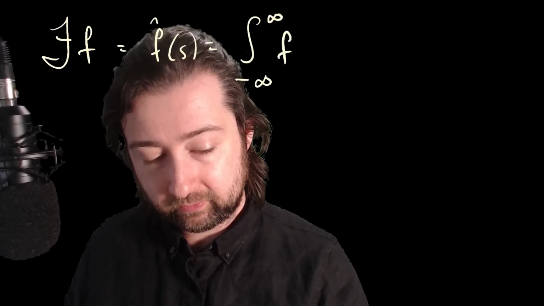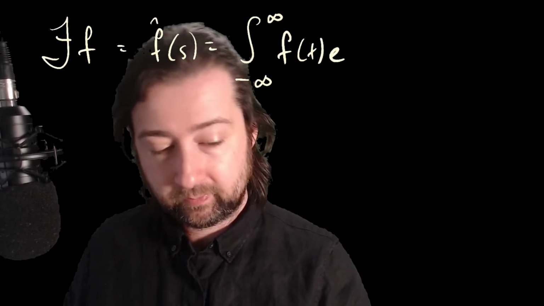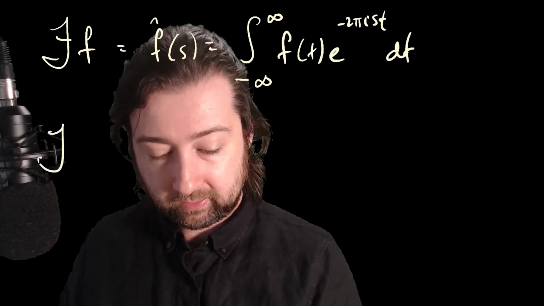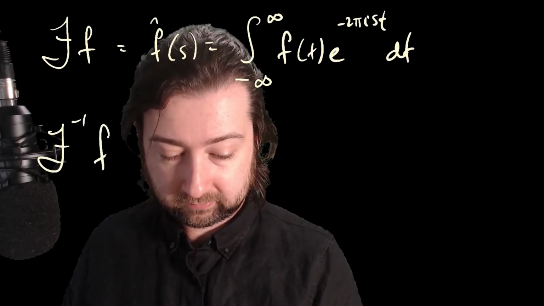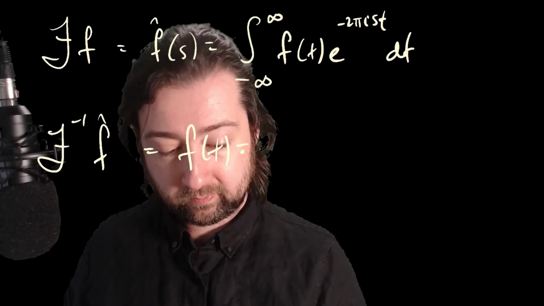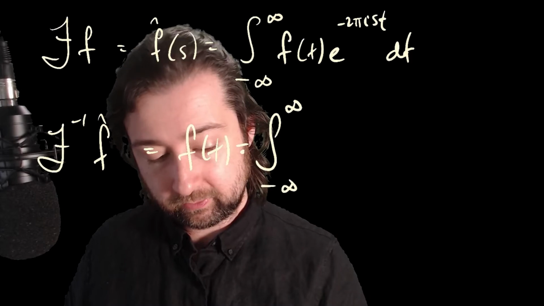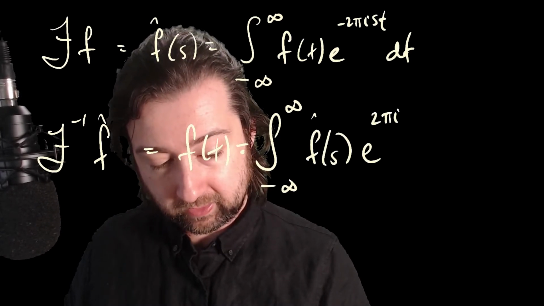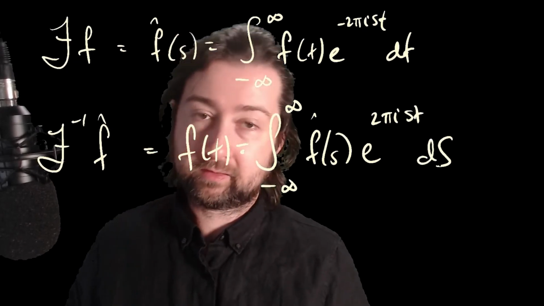So the Fourier transform of f, which is f hat of s, is the integral from minus infinity to infinity of f of t e to the minus 2 pi i st dt. And I can come back from an f hat to an f of t by writing down the integral from minus infinity to infinity of f hat of s e to the positive 2 pi i st ds.